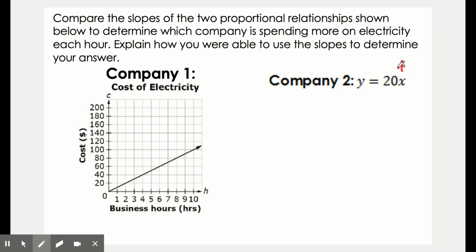So X measures how many hours it's going to be, and Y is my measure of cost, aka dollar signs. So I want to make sure that that matches up with the information I am given in my graph to make sure that these are things that I can compare. So next thing I'm going to be doing is looking at each graph's or each equation's magnitude.